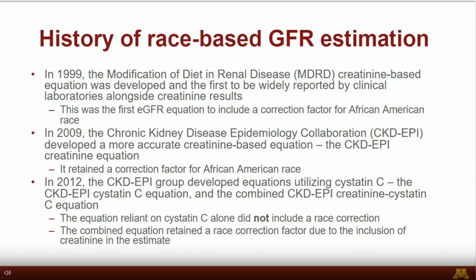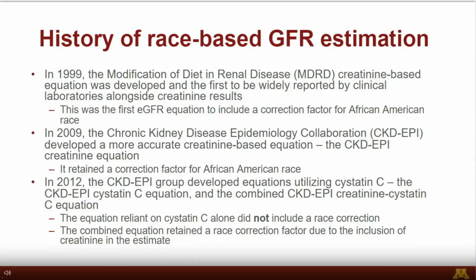In 2009, the Chronic Kidney Disease Epidemiology Collaboration, or CKD-EPI research group, developed an updated creatinine-based equation called the CKD-EPI equation. This equation was determined to be more accurate than the MDRD equation, particularly for individuals with eGFR greater than or equal to 60. The CKD-EPI creatinine equation retained a race correction factor for African Americans.